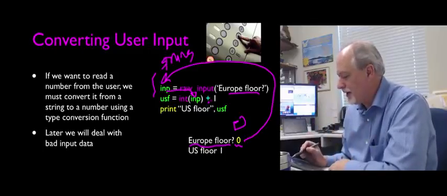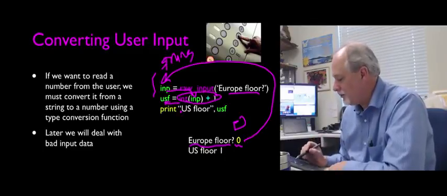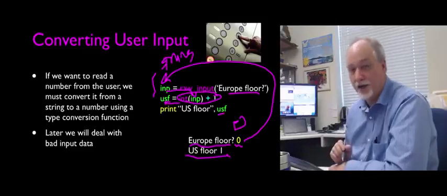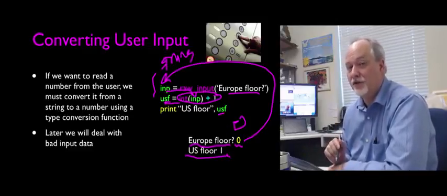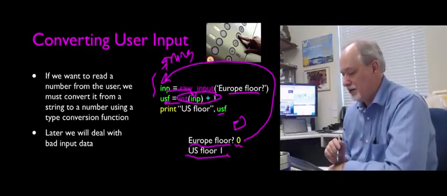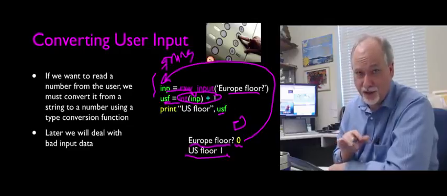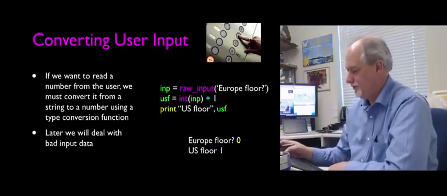And we can add 1 to that. We sum that together, and we put it into the variable usf. Then we print US floor, comma, and then whatever the variable usf is. And out comes US floor 1. So we've written a very simple elevator floor conversion from a European floor to a United States floor. Don't ask about negative numbers. It's not really good at that. But from 0 and positive numbers, it works great.